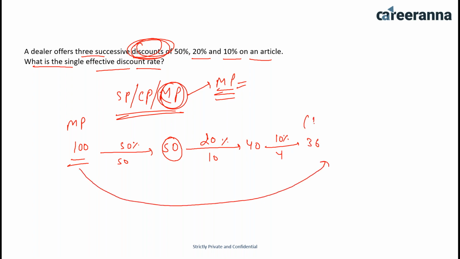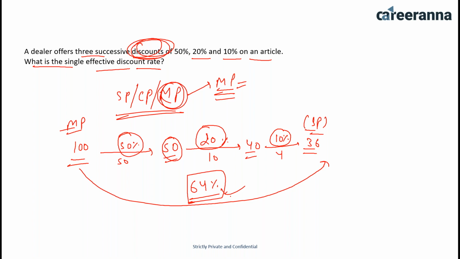Because it is the selling price, right? See, I gave a discount of 50% and it became 50. Then I gave a discount of 20%, it became 40. Then I gave a discount of 10%, it became 36. So this is the selling price, this is the market price. What is the effective discount rate? It is 64%. Is it clear to all? Any doubt?